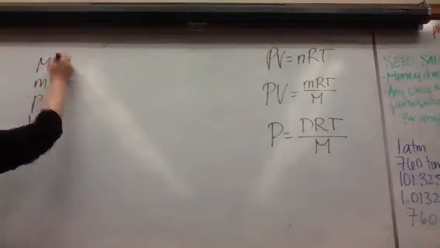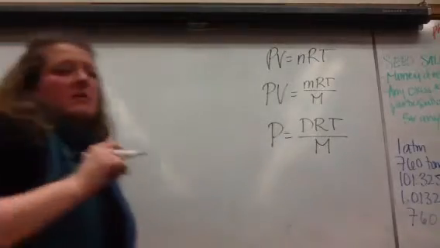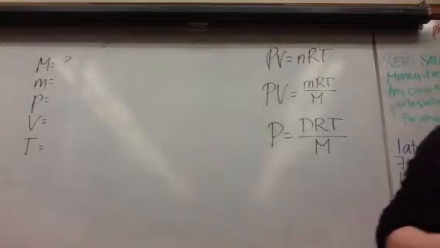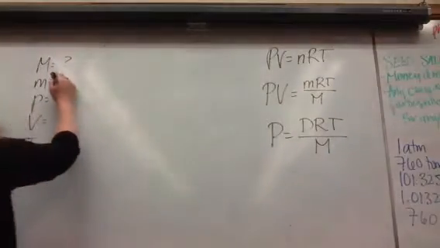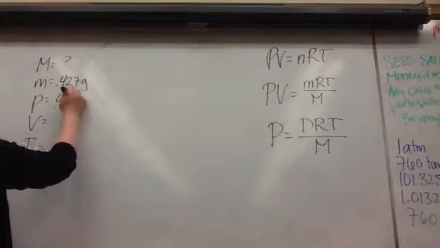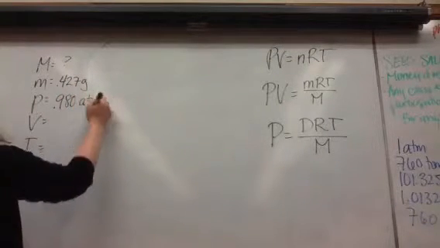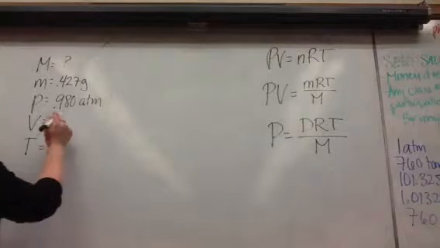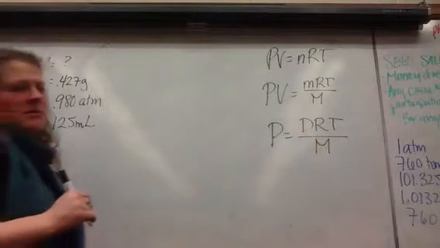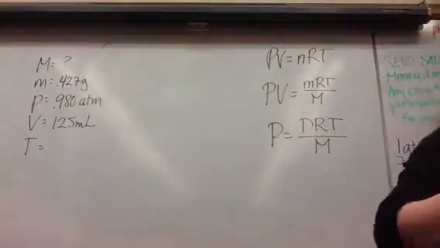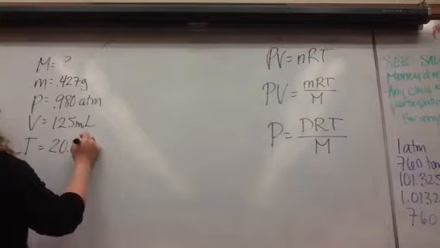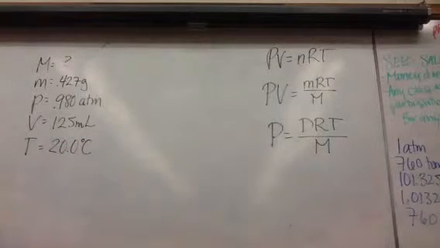So, we're looking for molar mass. The mass we're given is 0.427 grams. Pressure is 0.980 atm, I believe. 125 milliliters. And 20 Celsius. Are we ready to start?